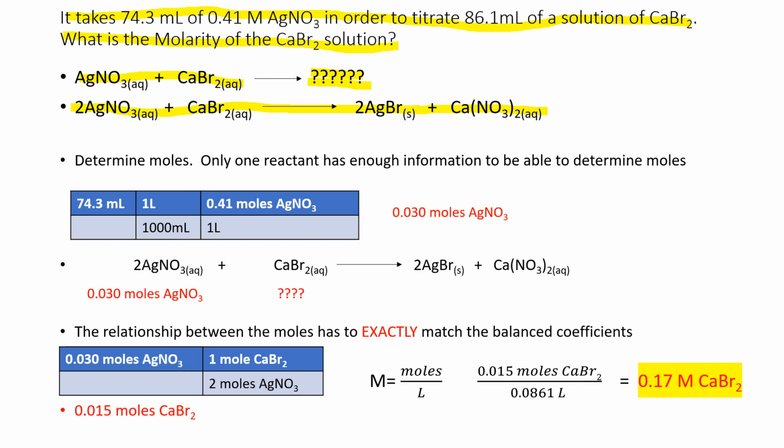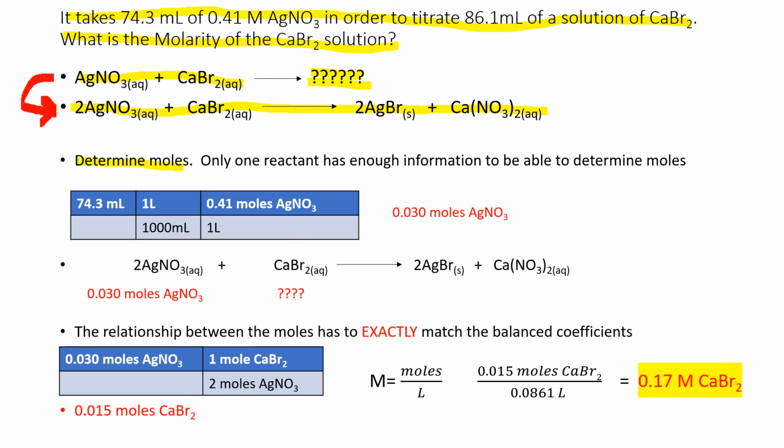Remember, you got to make sure you're able to get from just the reactants to be able to get to this product line. Our next step in determining this titration is to determine the moles. Well, how am I going to do that? I got to figure out moles of each thing.